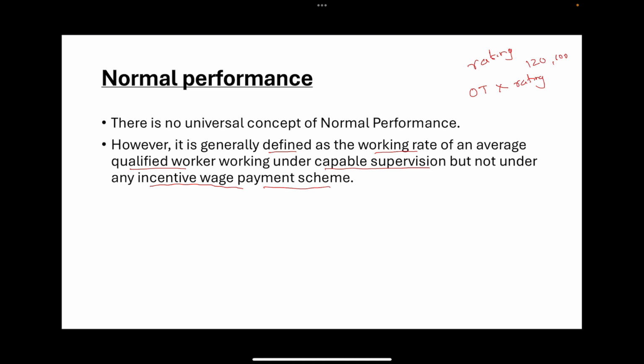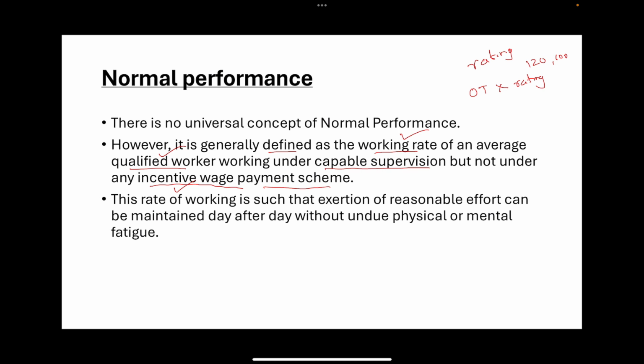So we need to define what the normal performance is. Normal performance is the working rate of an average qualified worker without any incentive wage payment scheme. This is a rate of working such that exertion of reasonable effort can be maintained day after day without undue physical or mental fatigue. Right, so he may be able to do the job with high performance maybe for one day, but after maybe 2 or 3 days he may get fatigued very easily, so it will affect the performance. That is why we are defining the normal performance like this.